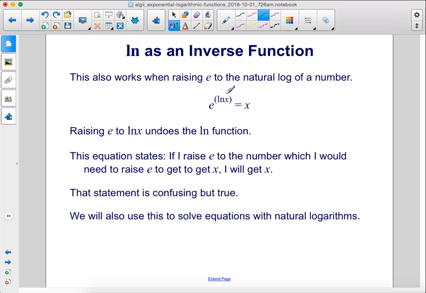This equation states, if I raise e to the number which I would need to raise e to get x, I will get x. That statement is confusing but true. We will also use this to solve equations with natural logarithms. So e and the natural log will cancel out, giving us x.